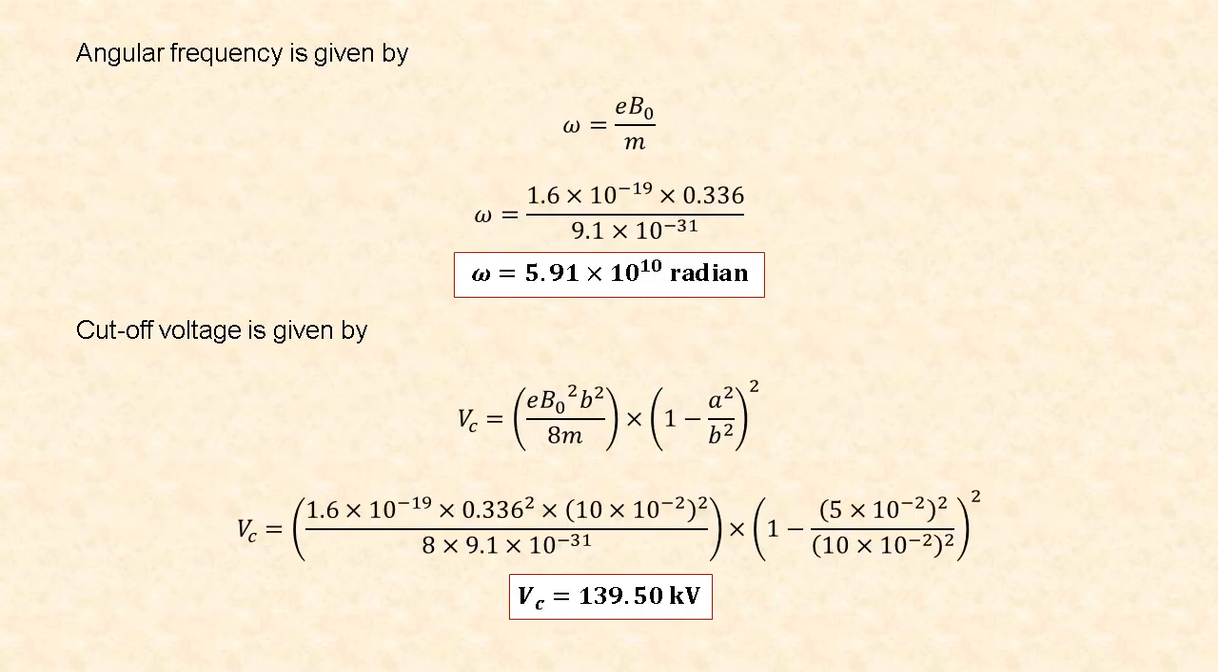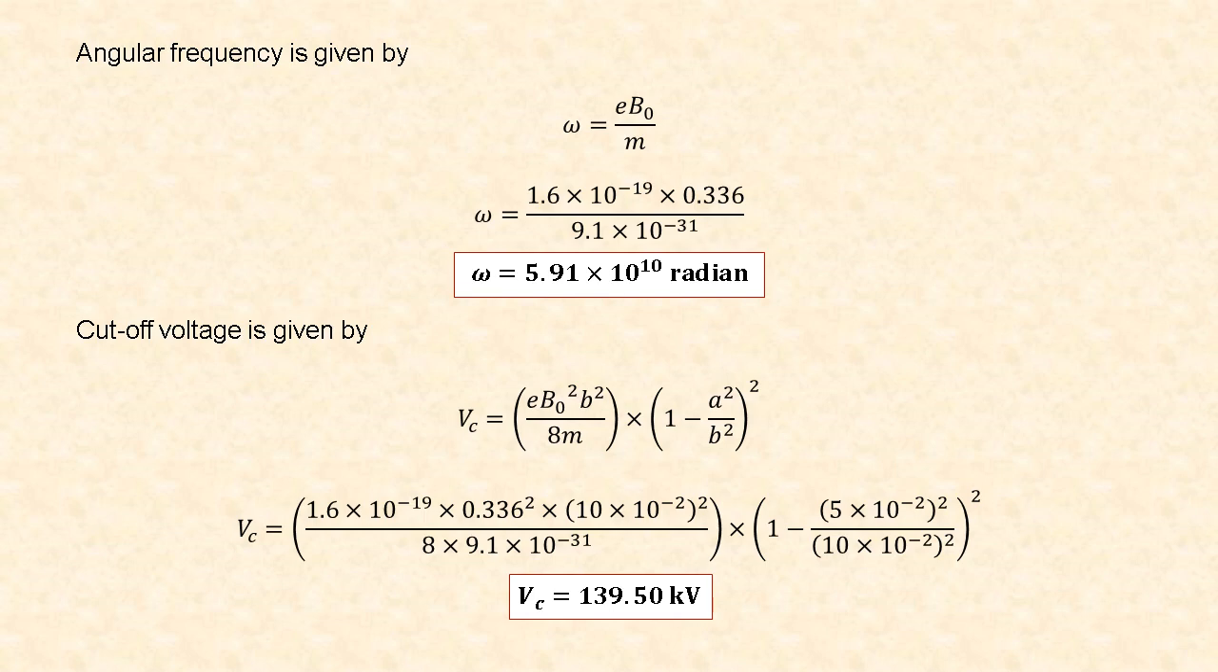We know that for a cylindrical magnetron, the angular frequency is given by omega is equal to E into B naught divided by M. So substituting for E as 1.6 into 10 to the power minus 19, B naught as 0.336 and M as the mass of electron, which is equal to 9.1 into 10 to the power minus 31, we have the value of angular frequency as 5.91 into 10 to the power 10 radians.